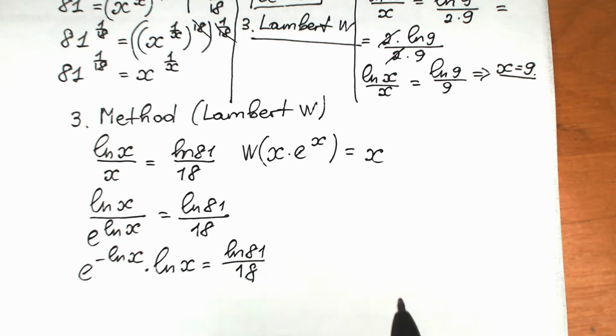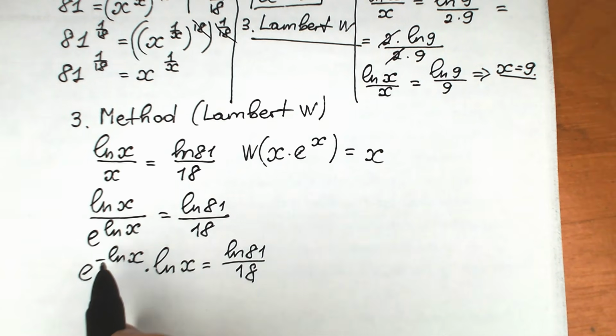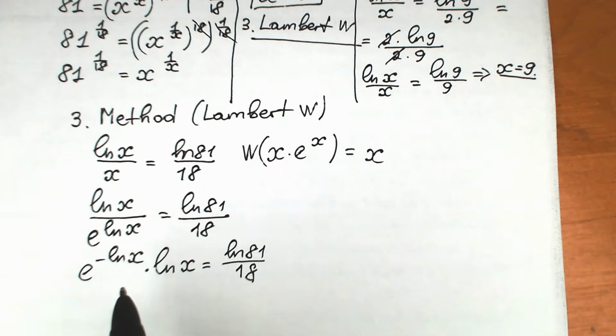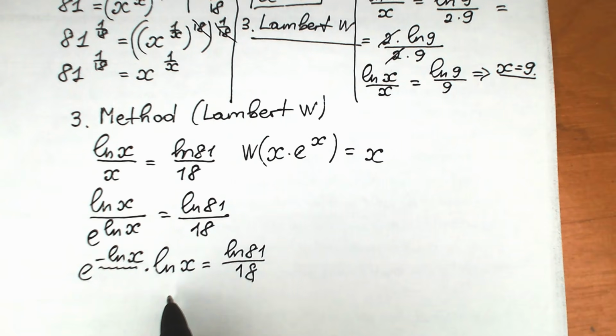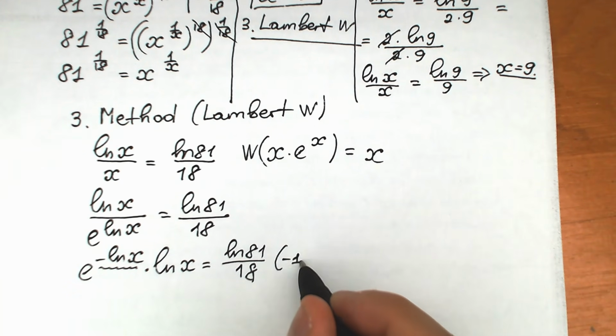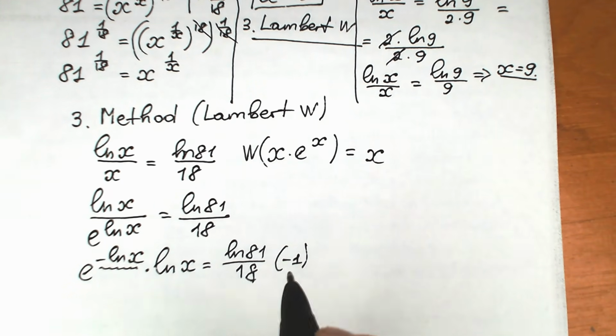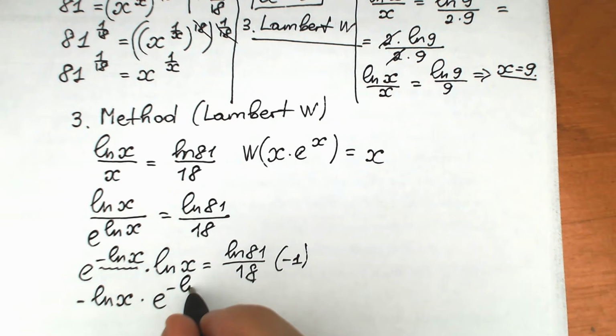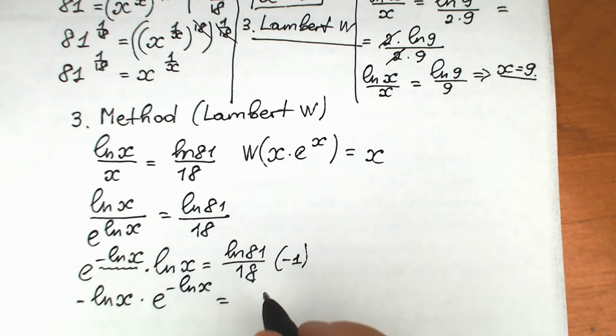Natural log 81 over 18. Right now we have minus natural log x in the exponent and natural log x in front, but we should have the same expression, not plus minus or minus plus. We should have absolutely the same. So we should have minus natural log x in this case also, so we should multiply both sides by minus 1. So we have minus natural log x times e to the power minus natural log x equal to minus natural log 81 over 18.